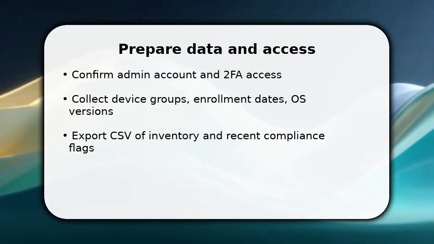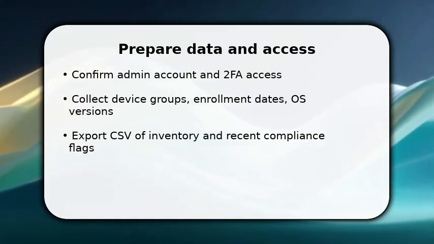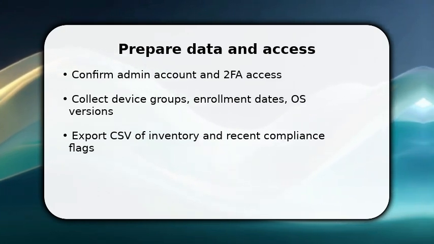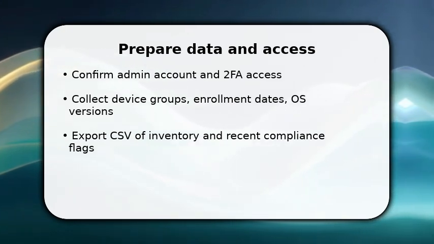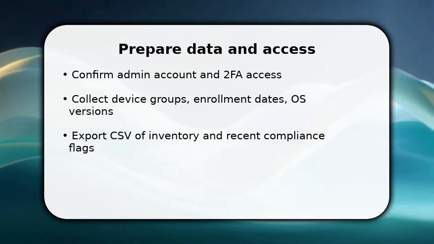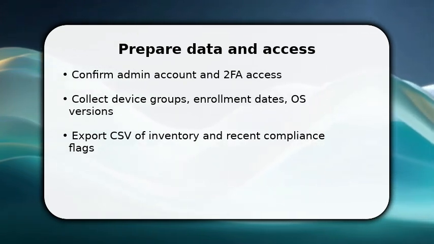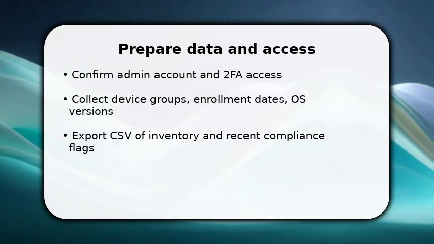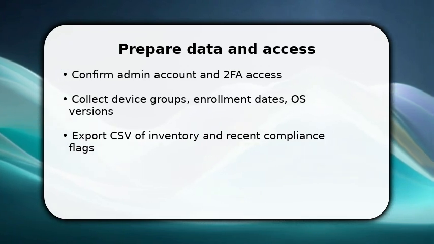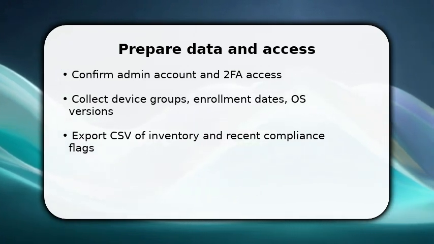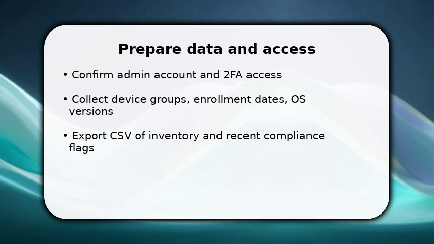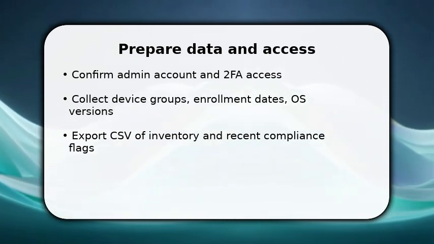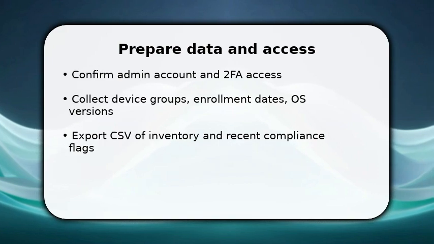You start by logging into the MDM console with your admin account and 2FA enabled. Once signed in, navigate to Inventory and export a CSV that includes device group, OS, enrollment date, and compliance status because raw data drives the report. While exporting, make sure to filter for the monthly range and any recently flagged devices so you don't miss incidents. This initial extraction saves time downstream and gives a single authoritative dataset to base metrics and visuals on.